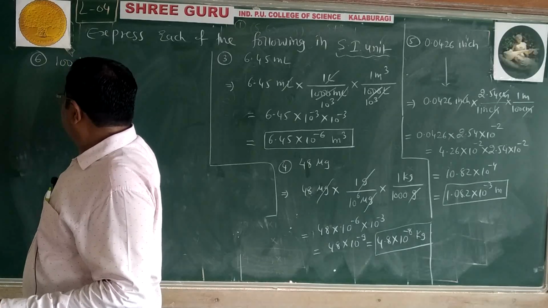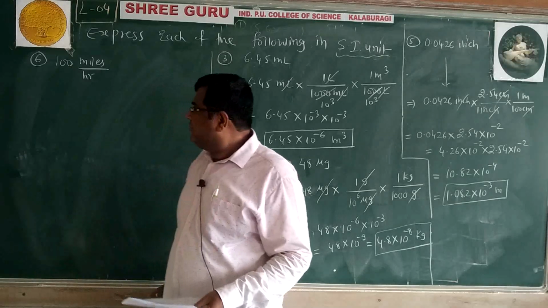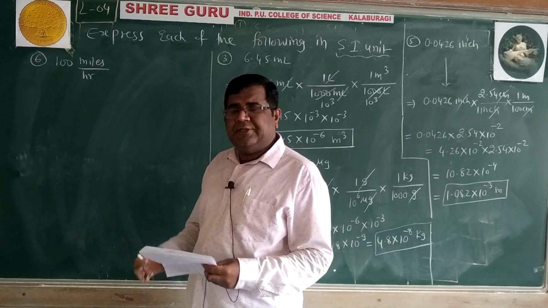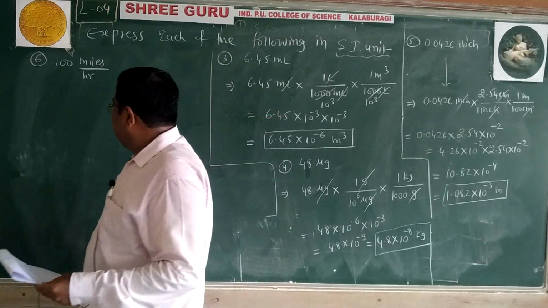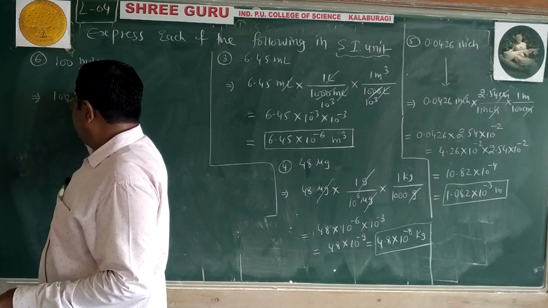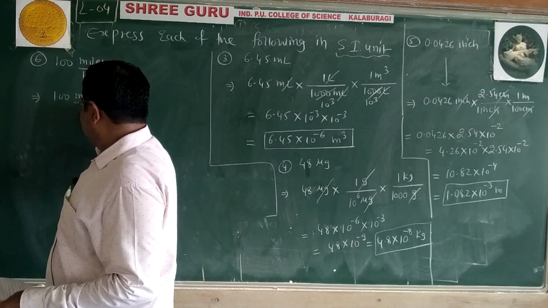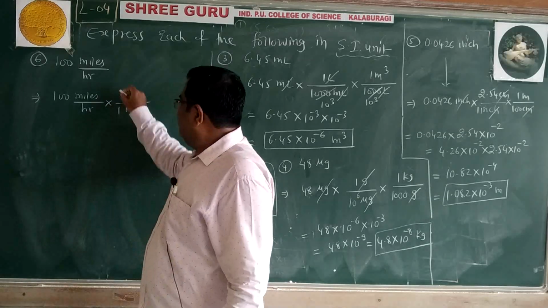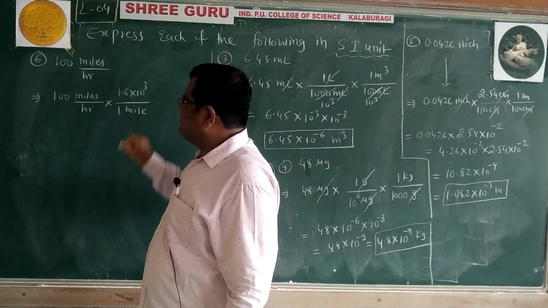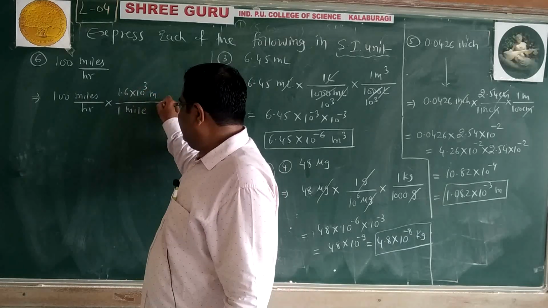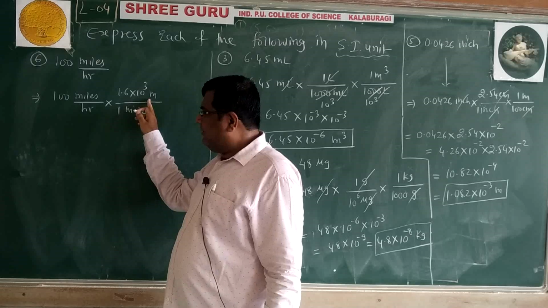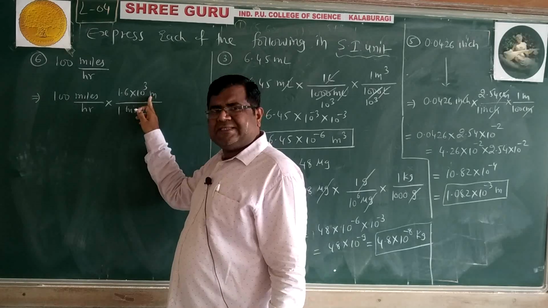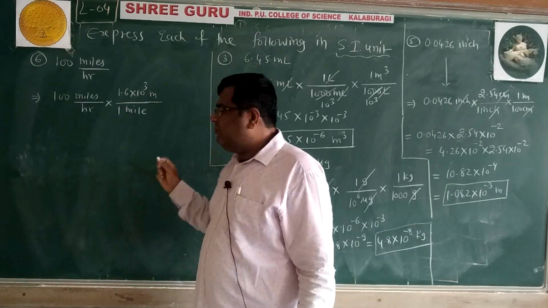Miles per hour is to be converted into meter per second, isn't it? Speed, meter per second. So, see the conversion here. 100 miles per hour. 1 mile equals to 1.6 into 10 raised to plus 3, meaning 1600 meter. So we got meter here, but we need per second. The unit we got is meter, which is assigned, but this hours has to be converted into second. That we can do easily.